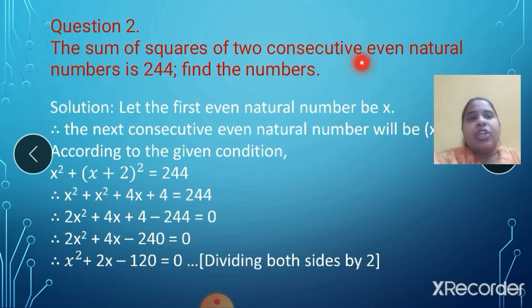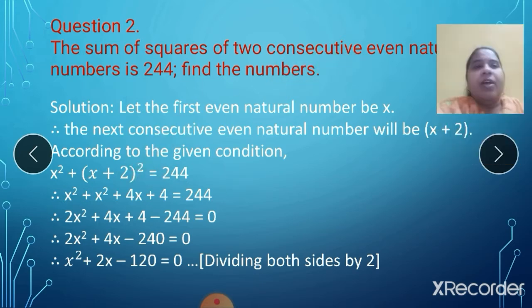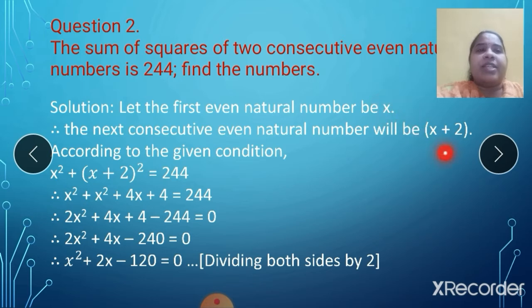Squares of consecutive. That is the reason I have taken the consecutive numbers as x and x plus 2. I am taking squares of them, so x square and (x plus 2) the whole square. Sum of squares of consecutive even natural numbers is equal to 244. I hope this step is clear, how we are getting the equation.